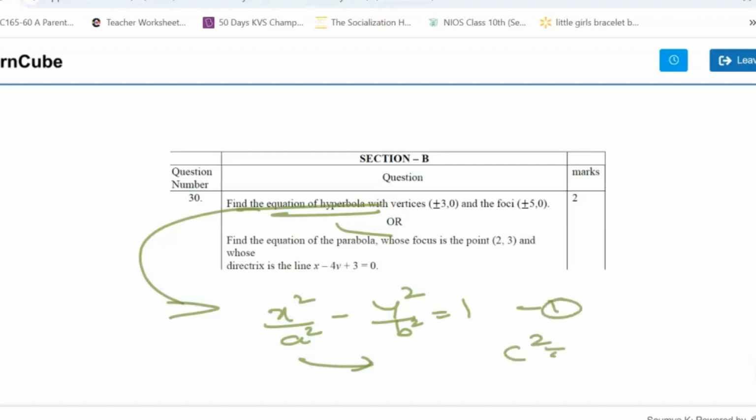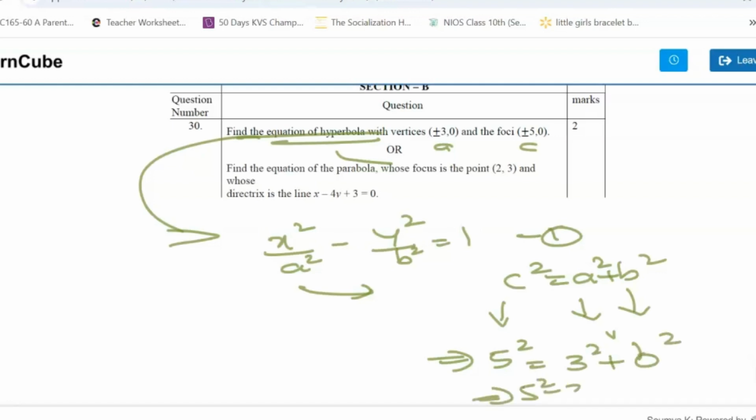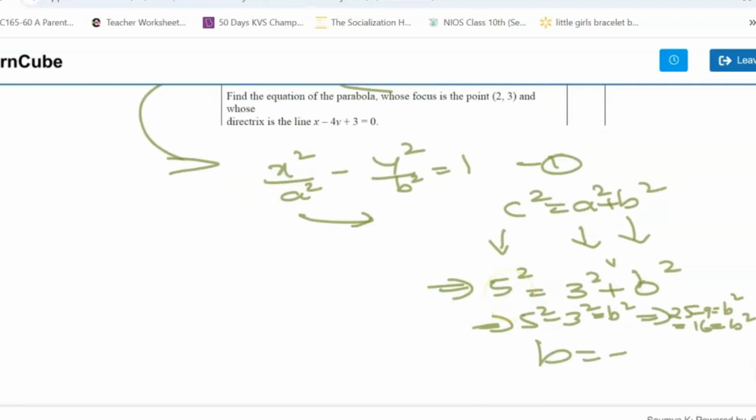Another equation is c square is equal to a square plus b square. Okay, where c stands for center to each focus, a stands for vertex, and b you have to find out. So just substitute here. This is c, this is a. So let's take 5 square equal to 3 square plus b square, which is 5 square minus 3 square equal to b square. 25 minus 9 equal to b square, that is 16. B will be turning out as plus or minus 4. Now you got plus or minus 4 as b.